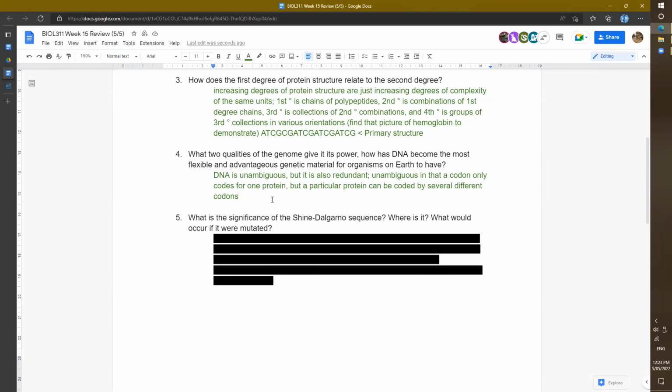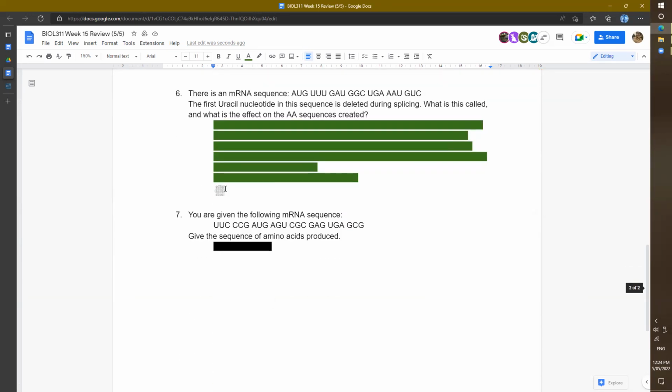So for example, if we have UGA, that's going to only code for stop. It's not going to code for leucine. It's not going to code for glutamine. It's not going to code for methionine. It only codes for stop. So that's the fact that one codon only codes for one protein. However, it is also redundant in the fact that a particular protein can be coded for by several different codons. So the codons that code for this protein only code for that protein, but there are multiple things that code for the protein. Let me show you.